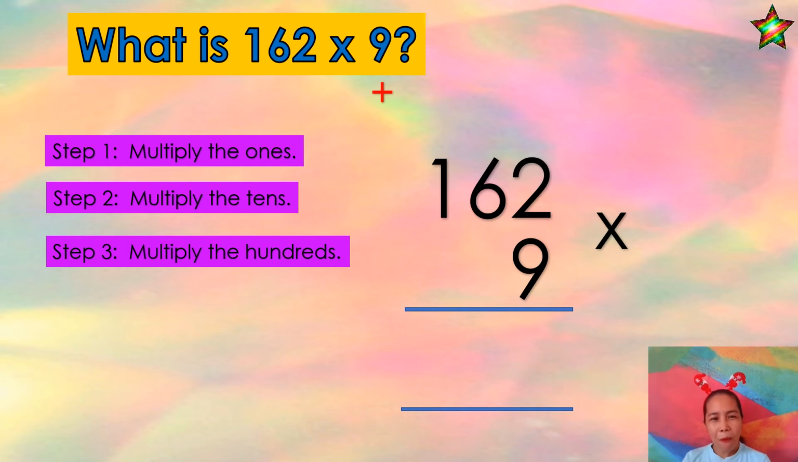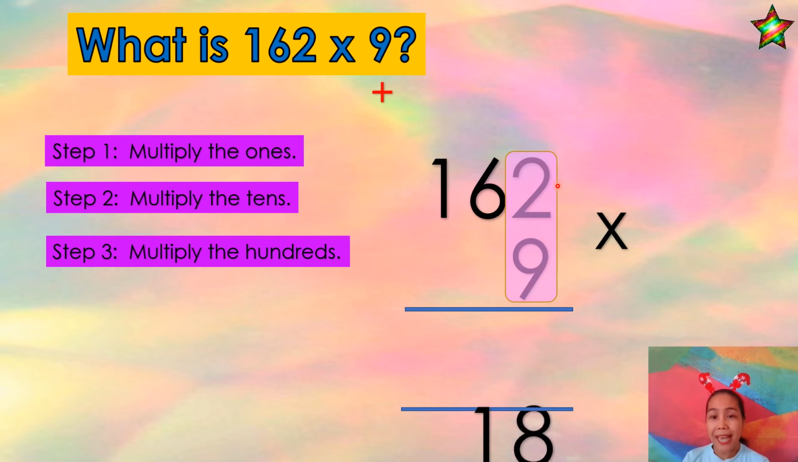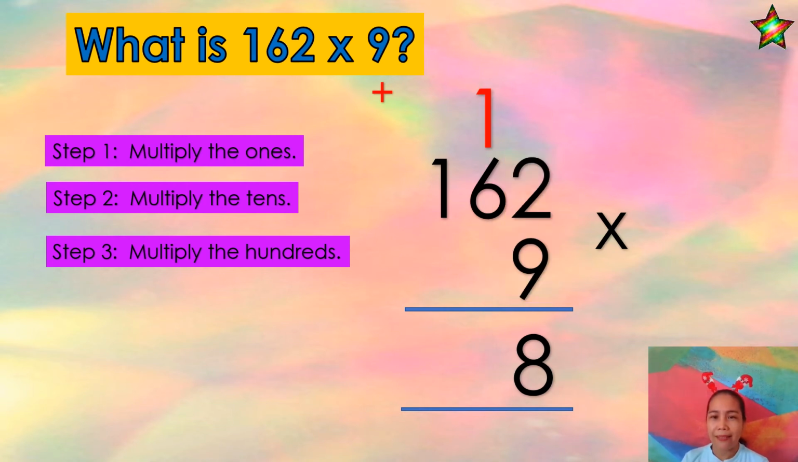Let's practice some more. What is 162 times 9? Let's write 162 times 9. Okay, multiply the ones. This digit here. 2 times 9 or 9 times 2. What's the answer? You are correct. It's 18. Write 8 and carry 1.